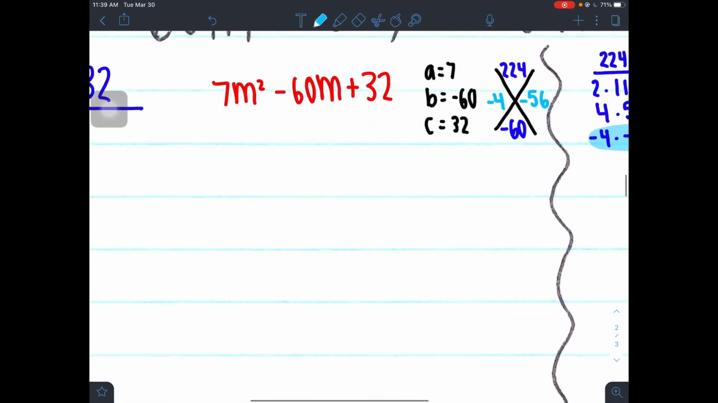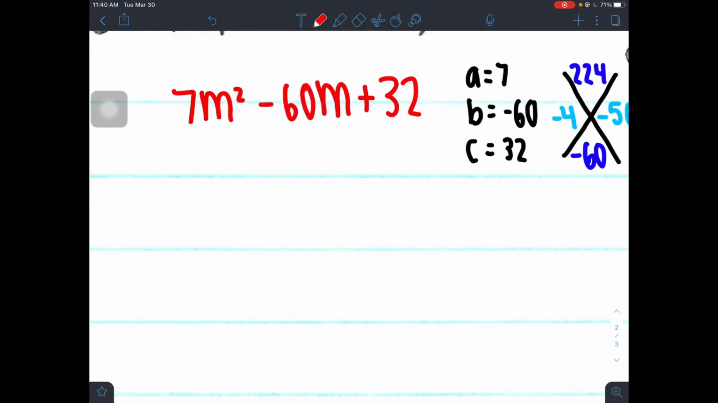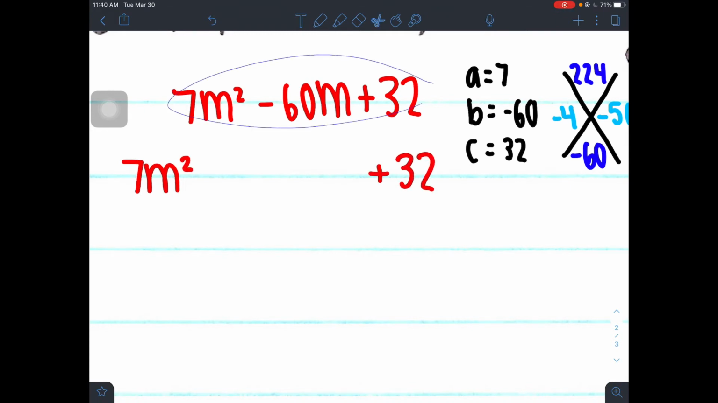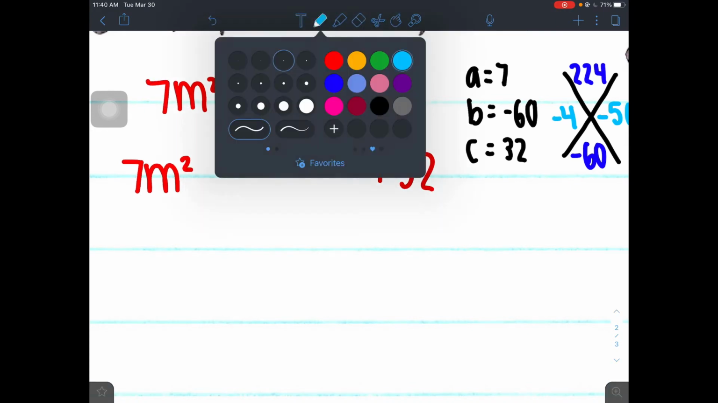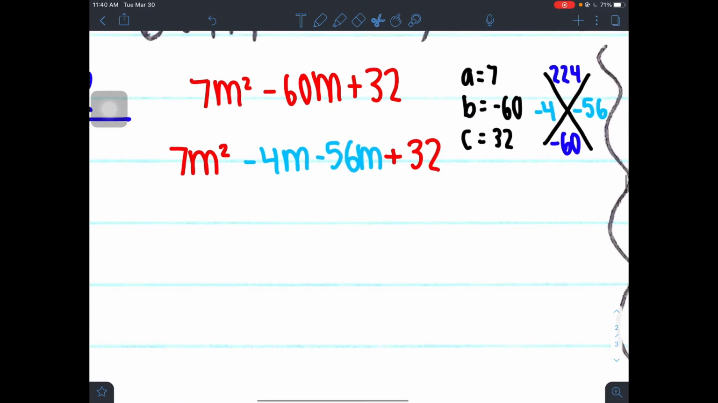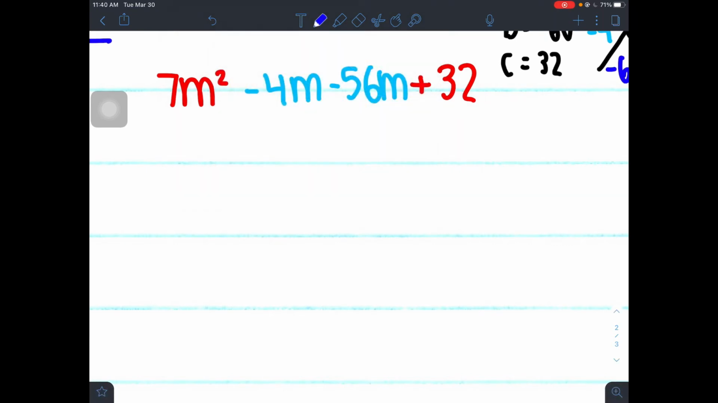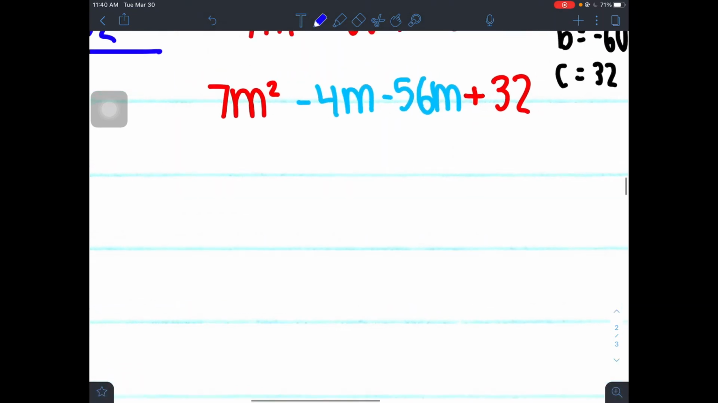All right, so here we go. Let's go ahead and rewrite our trinomial here into 4 terms. So remember that first term stays exactly the same, and that last term stays exactly the same. It's just that middle term is going to be uncombined. So we're going to have negative 4m and negative 56m. Remember, the order of those two terms does not matter, so if you want to put negative 56m first, you may do so. Also, if you do put the 56 first, I'll go ahead and show you how your answer is different, just in case you forgot.